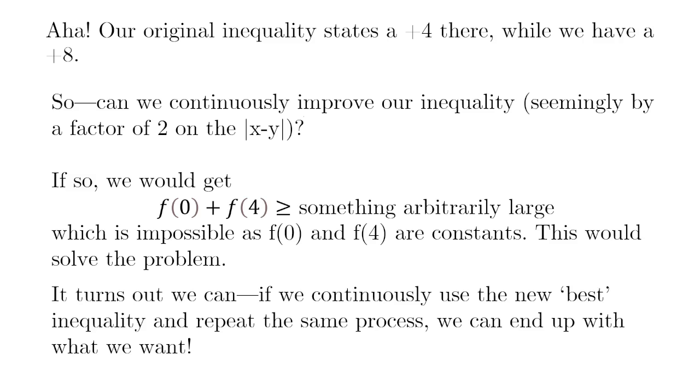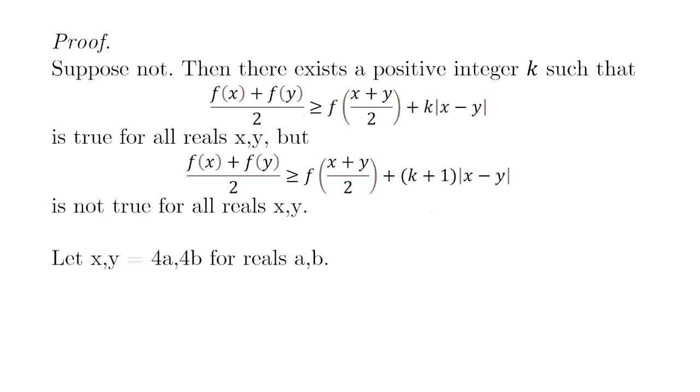It turns out that we actually can, because if we continuously use the new best inequality that we get, and we keep repeating the same process, we can end up with what we want. We can end up with an arbitrary factor on the absolute value of x minus y term. So let's turn this into a proof.